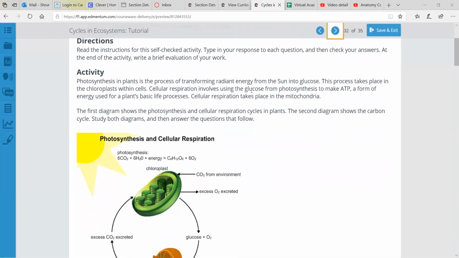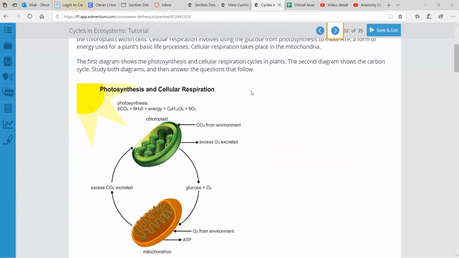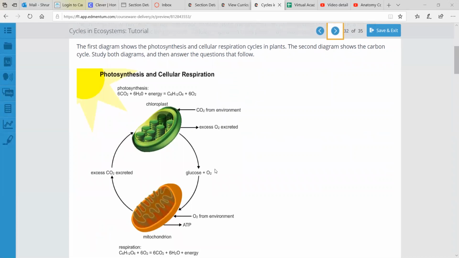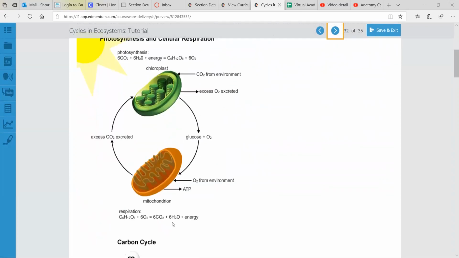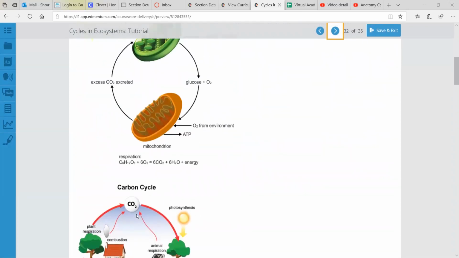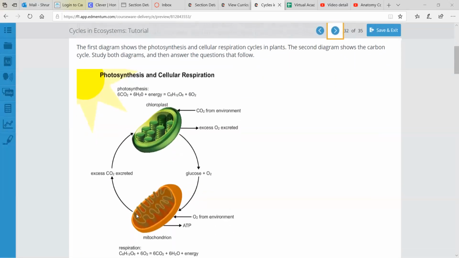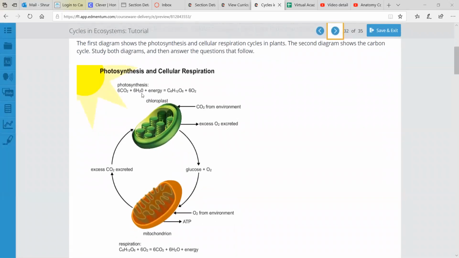So in this first diagram, it shows you the cycle of photosynthesis and cellular respiration. And then we have the carbon cycle down here. But here we're given how photosynthesis technically transforms. We have the chloroplast.